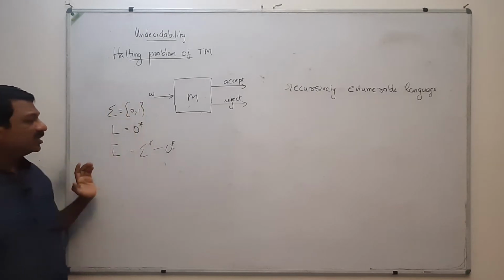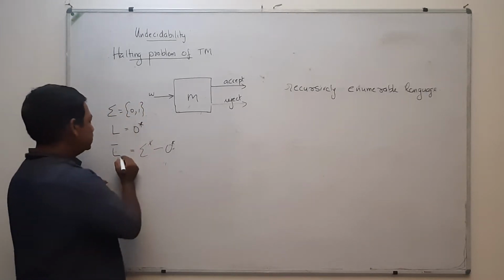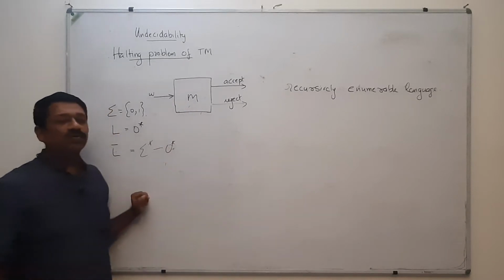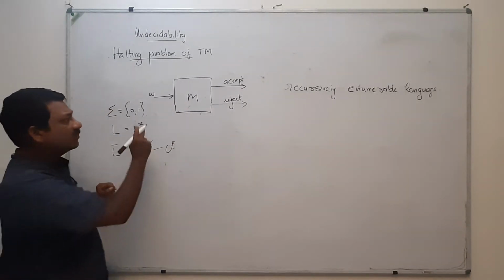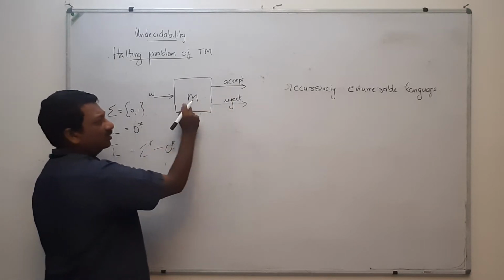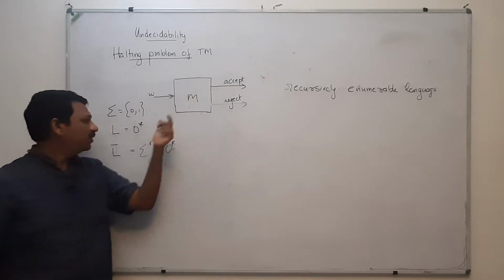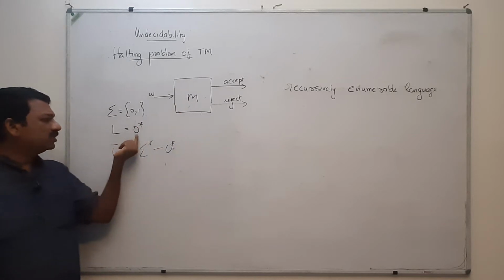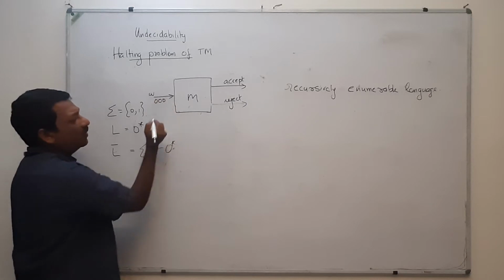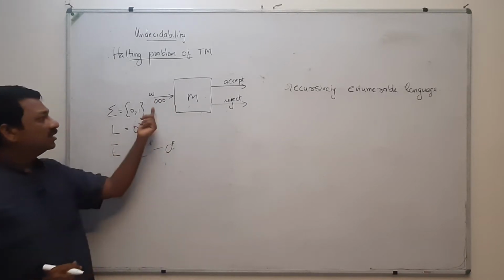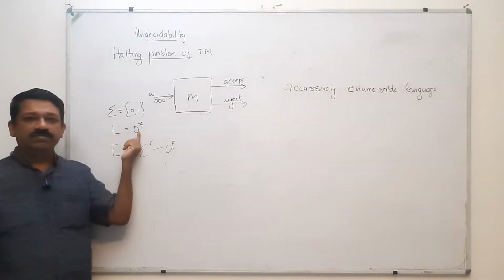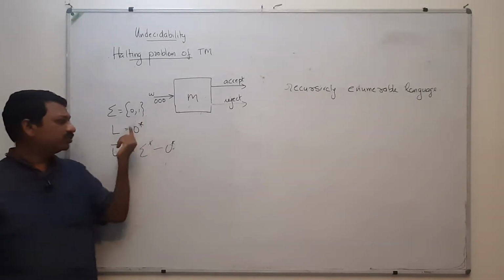And suppose that for this L you are developing a Turing machine M. Suppose that W is given, this will be accepted if it belongs to this language. That means if you are giving, say, 0 0 0, that will be accepted. Why? This 0 0 0 belongs to 0 star.